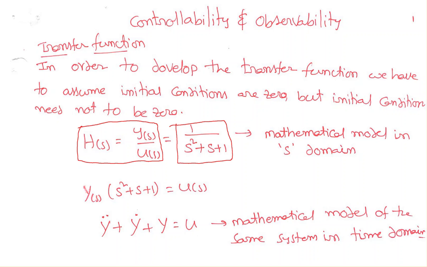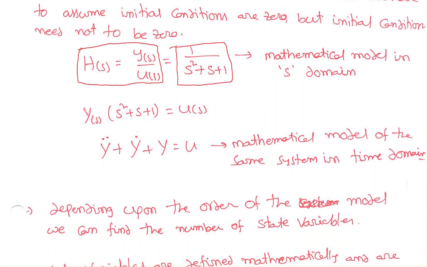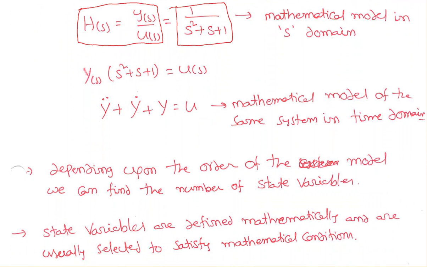So when I convert this into time domain, you can write this as y double dot plus y dot plus y equal to u. This is the same mathematical model in time domain. So depending upon the order of the model, we can find the number of state variables, as I said. Here this mathematical model is a second order system. We care about the denominator, not the numerator. Numerator represents the zeros, denominator represents the poles. So the order of the denominator is 2, so it has two poles or two state variables.